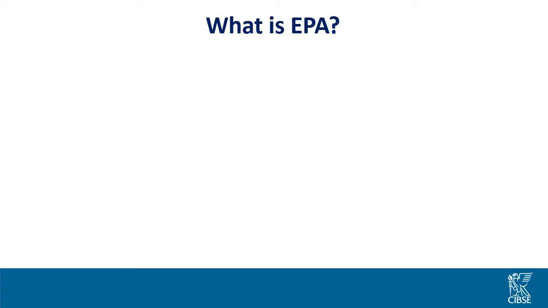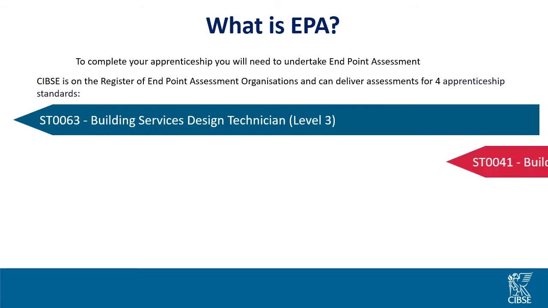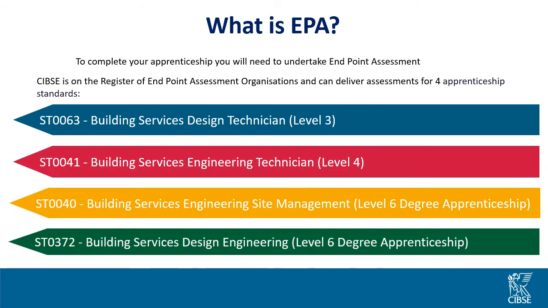What is EPA? Towards the end of your apprenticeship, you will be required to undertake a final assessment assessed independently from your employer. This is known as endpoint assessment. CIBSE is on the register of endpoint assessment organisations and can deliver assessments for 4 apprenticeship standards, 1 for level 3, 1 for level 4 and 2 for level 6.